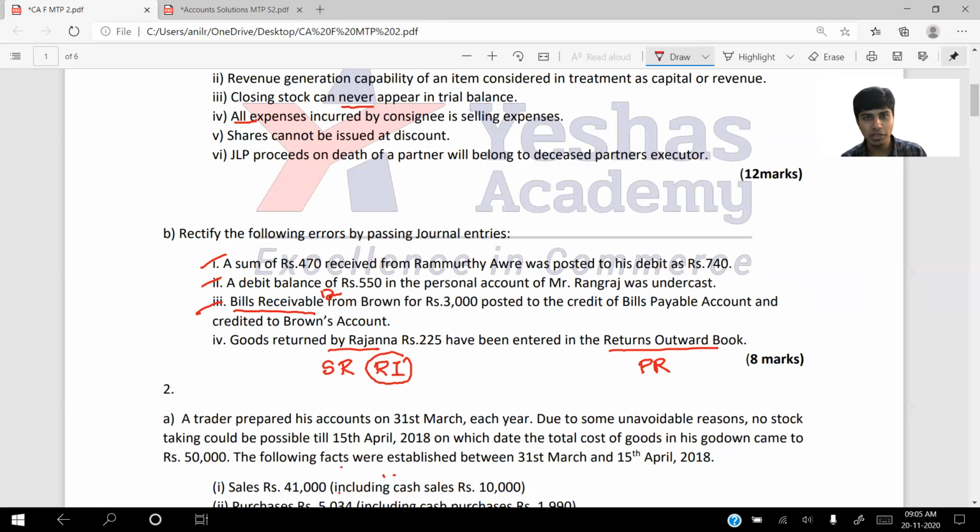Sales return was supposed to be debited. I hope you're clear. They have not debited. What will you do? Debit sales return. Perfect. Purchase return was wrongly credited, so I'll debit that also. So sales return account debit, purchase return account debit to Rajanna.